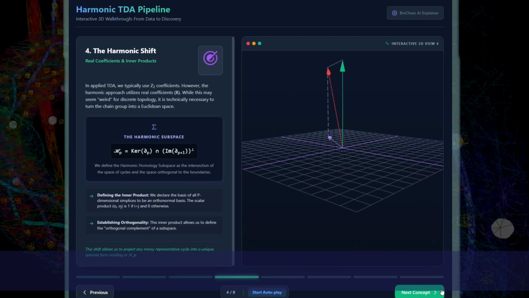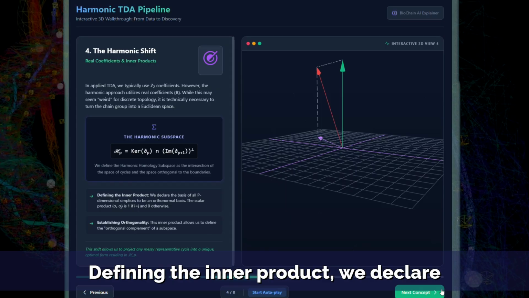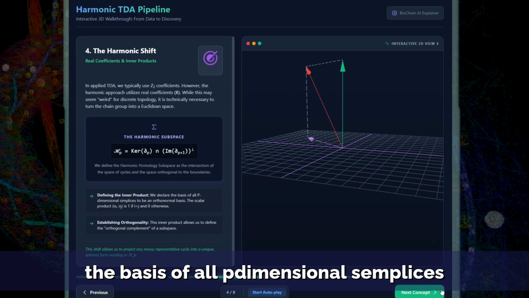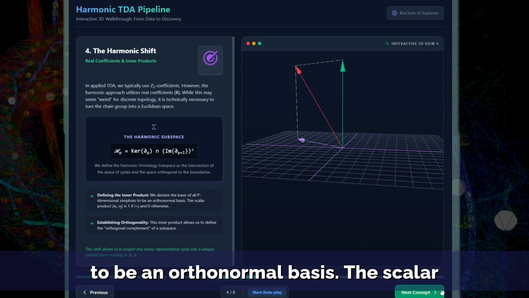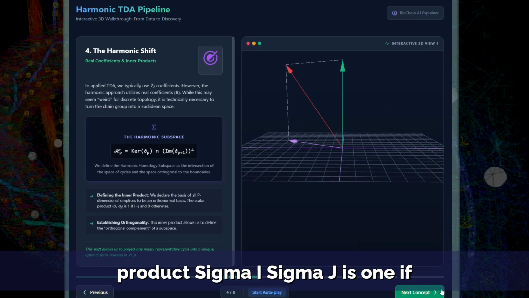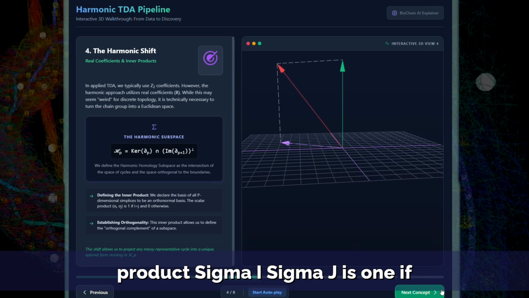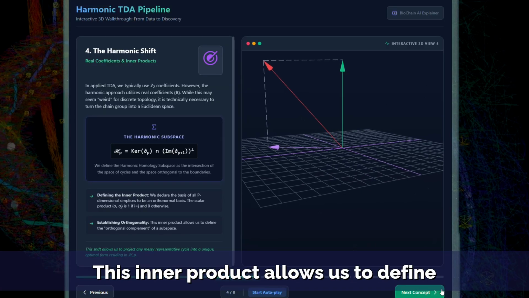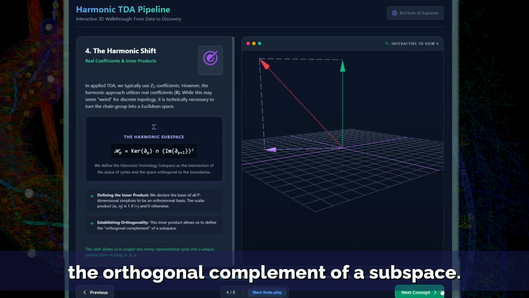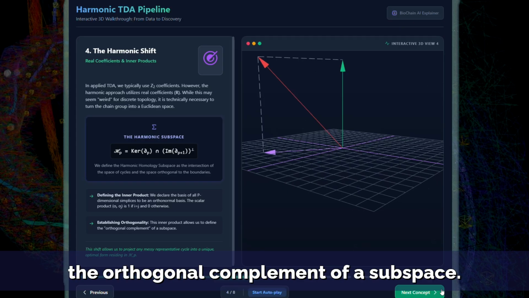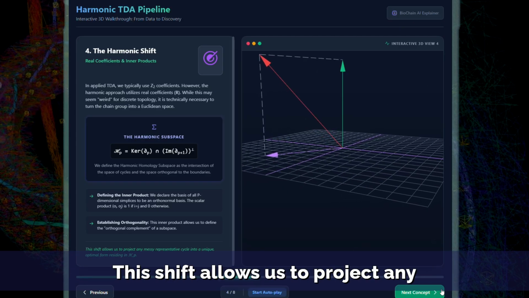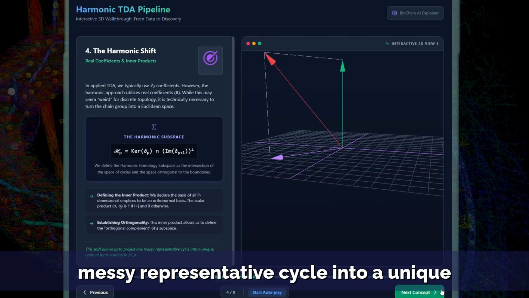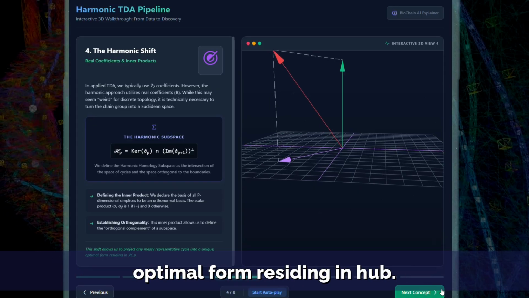the boundaries. Defining the inner product, we declare the basis of all p-dimensional simplices to be an orthonormal basis. The scalar product of sigma_i and sigma_j is 1 if i equals j and 0 otherwise. This inner product allows us to define the orthogonal complement of a subspace. This shift allows us to project any messy representative cycle into a unique, optimal form residing in H_p.